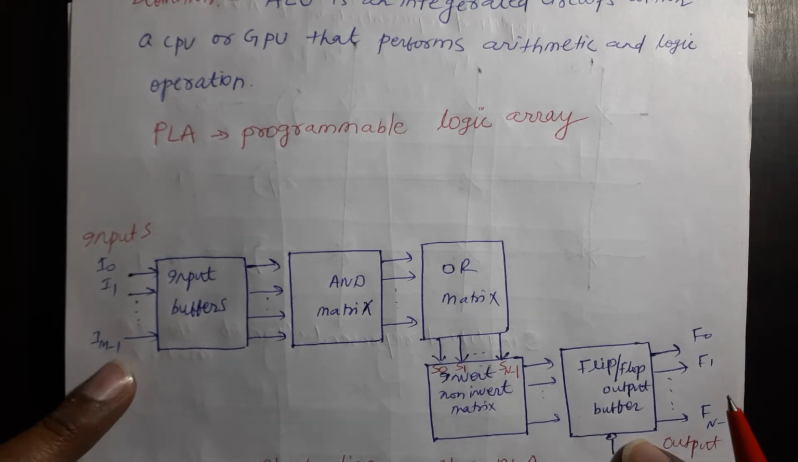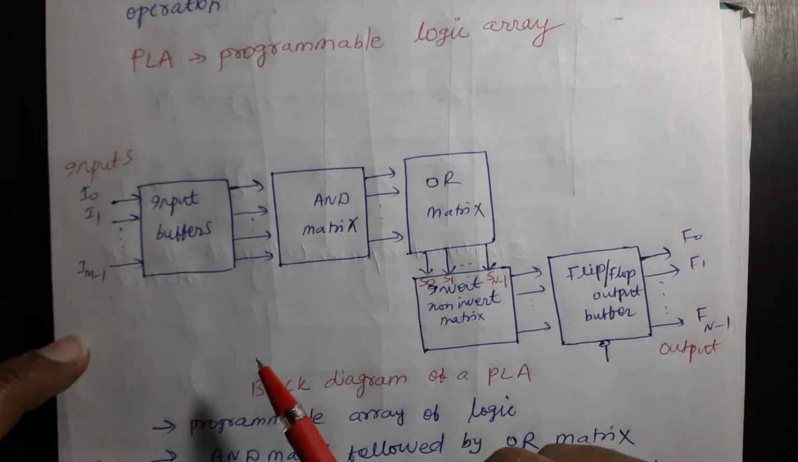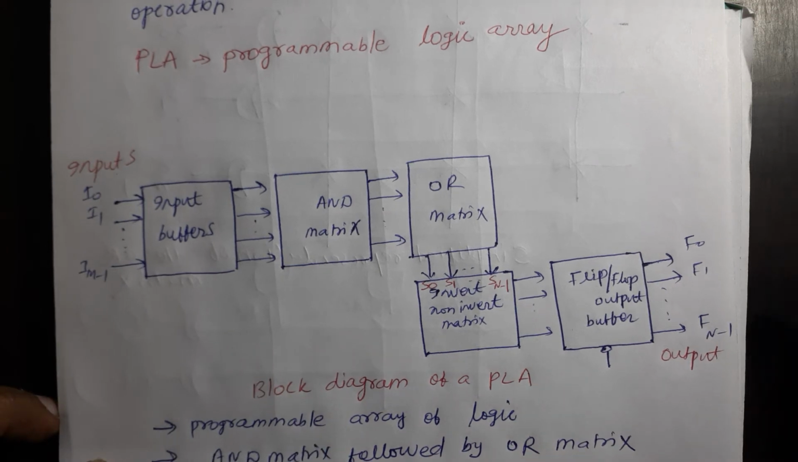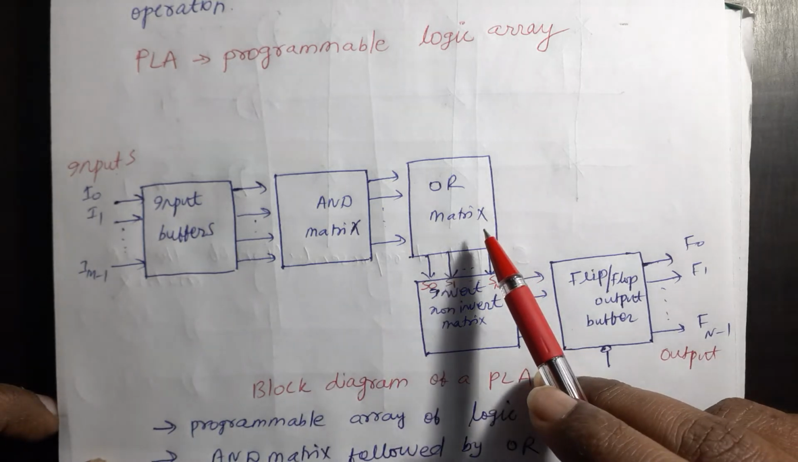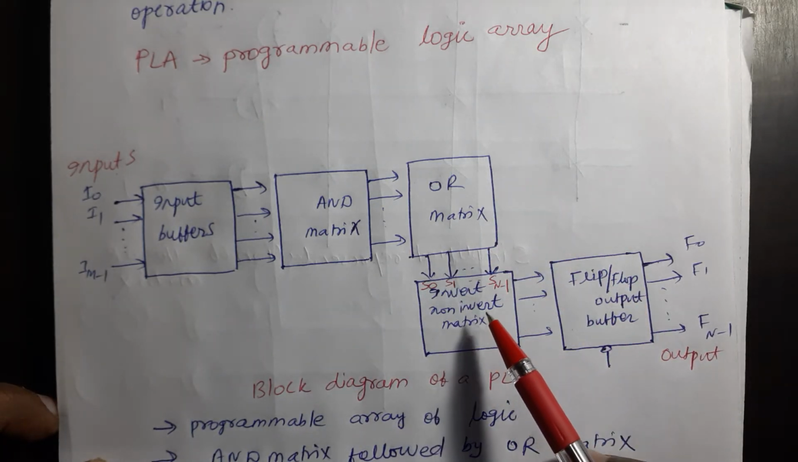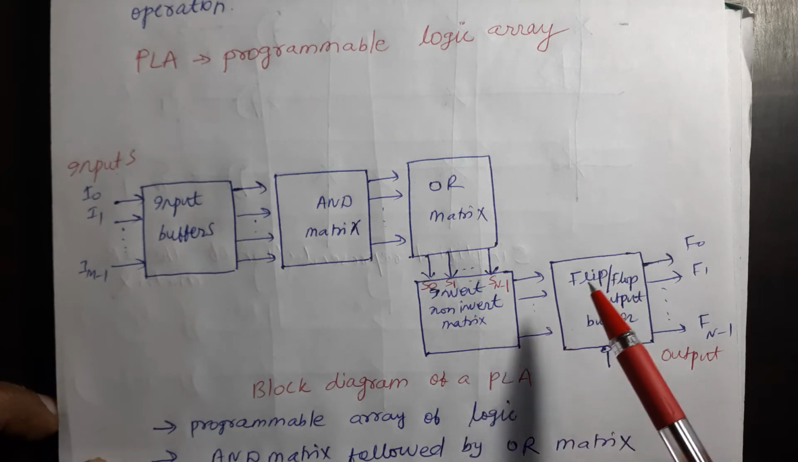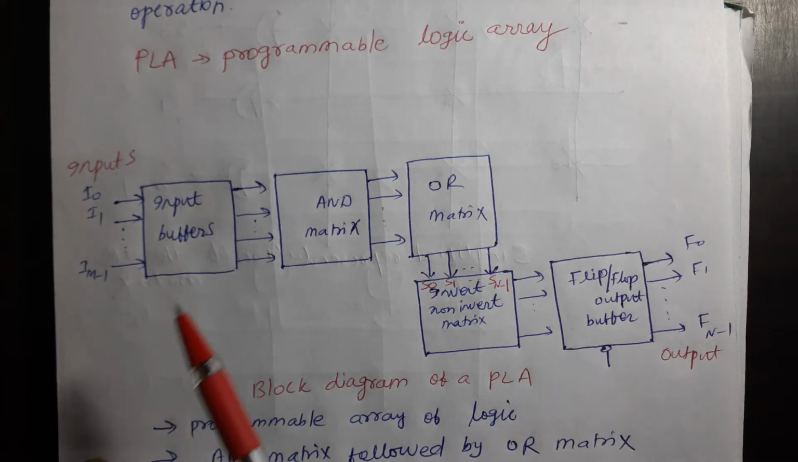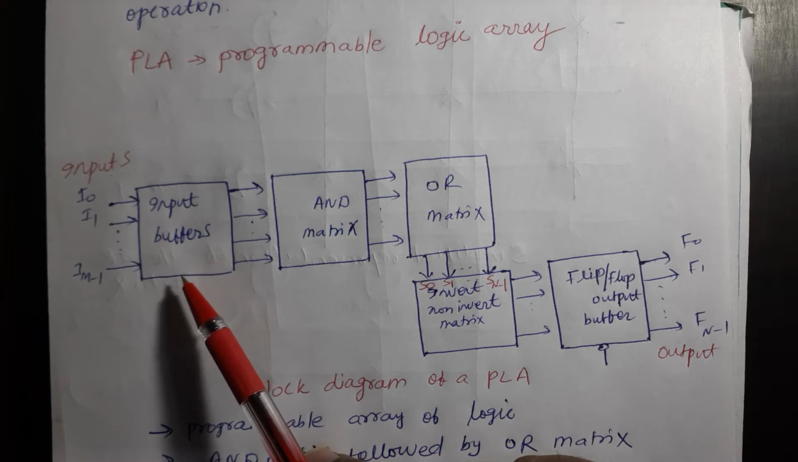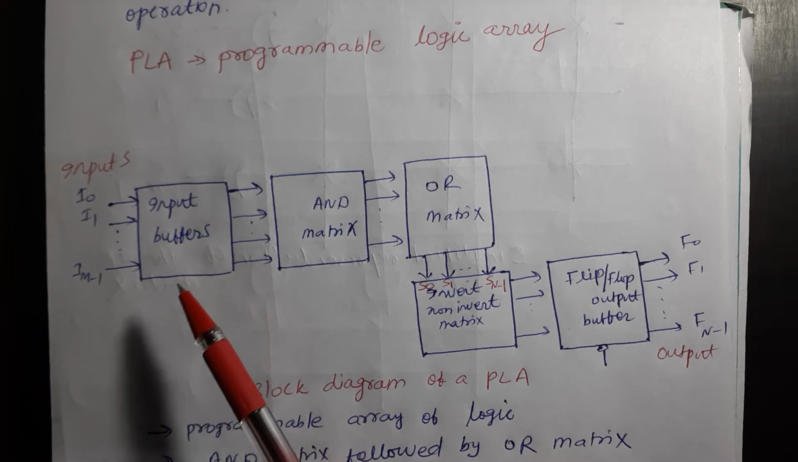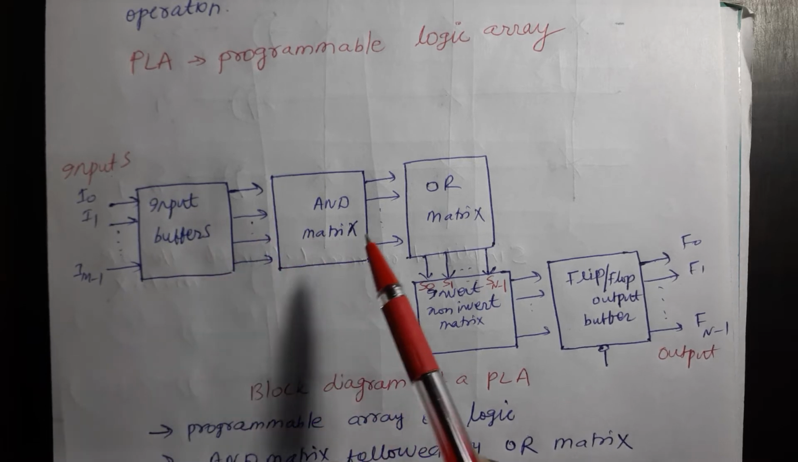it consists of input buffer, AND matrix, OR matrix, inverter, non-inverter, and it is connected to flip-flop. So why is input buffer needed here? Because inputs can be stored in the buffer. So that's why buffer is needed here, and it is followed by AND matrix.